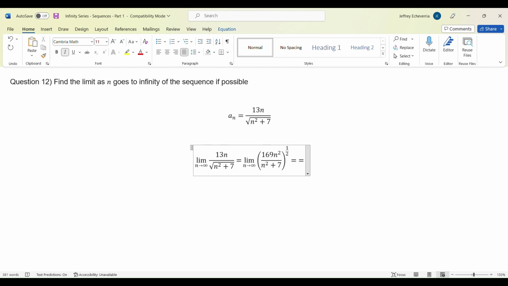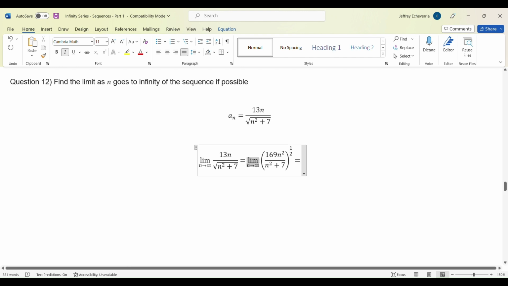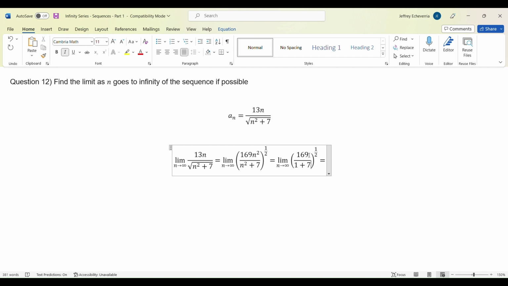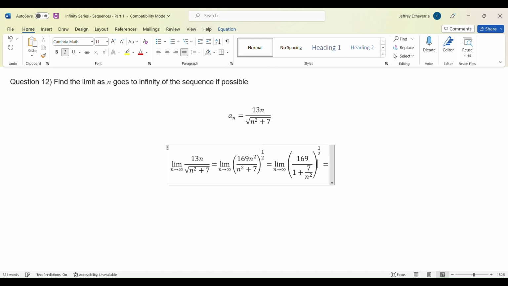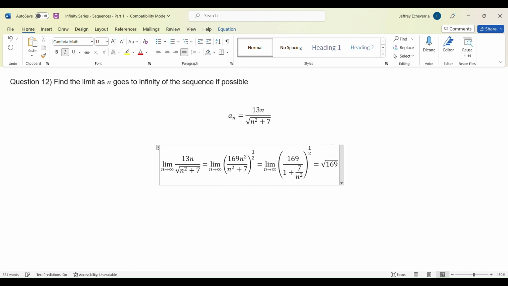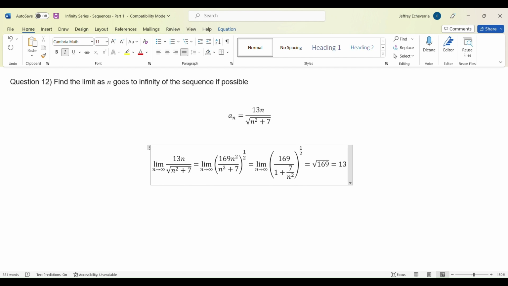So we can now press copy again, and we will paste. We'll divide n squared to the numerator and the denominator, so it gives us 169 on the bottom and 1 plus 7 over n squared, which finally gives us the answer to be the square root of 169, which finally gives us the answer to be 13.